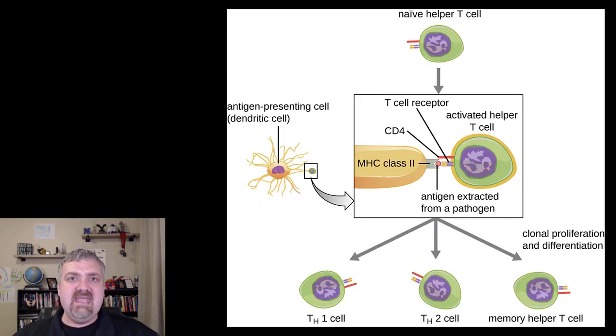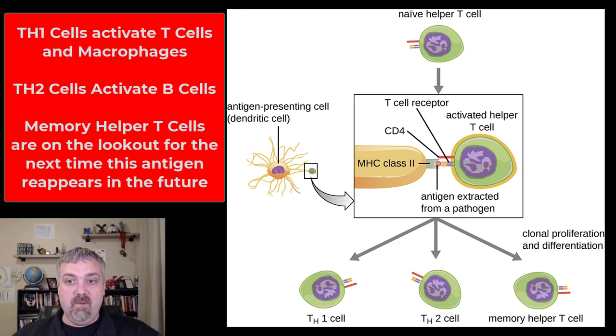Here you see a naive helper T cell. So naive just means it's a fully functional immune cell, but it doesn't have a target yet. It hasn't been told what to look for. So once a naive helper T cell has been given a mission by an antigen presenting cell like you see here, now it's going to become either a Th1 cell, a Th2 cell, or a memory helper T cell.